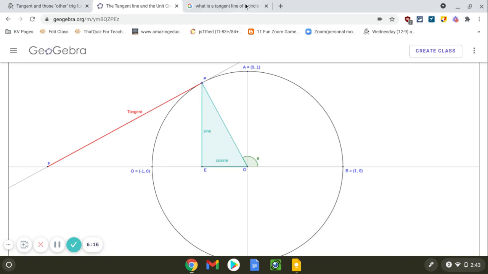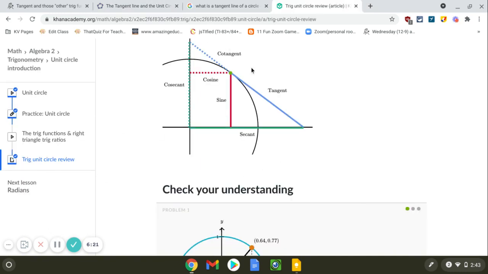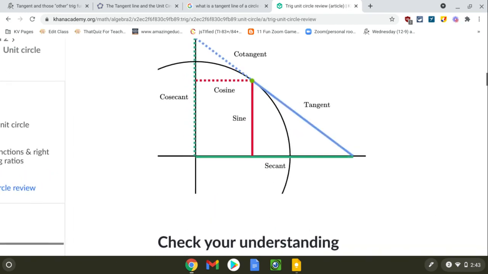Let me pause this for a second. I'm going to pull up secant and cosecant here. So here they have a nice little chart for the other trig functions. Tangent is that distance from the point to the x-axis. Cotangent is the distance from that point to the y-axis. Same idea.